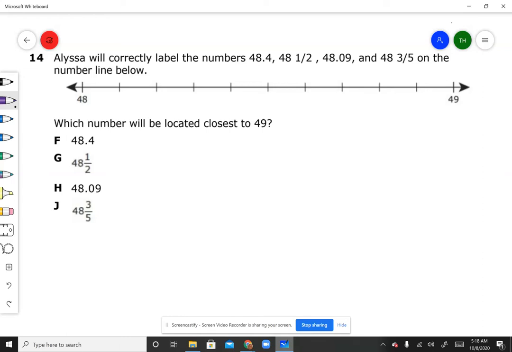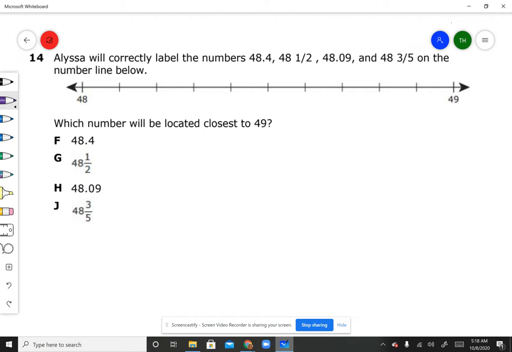Alyssa will correctly label the numbers 48.4, 48 and 1/2, 48.09, and 48 and 3/5 on the number line below. Which number will be located closest to 49?